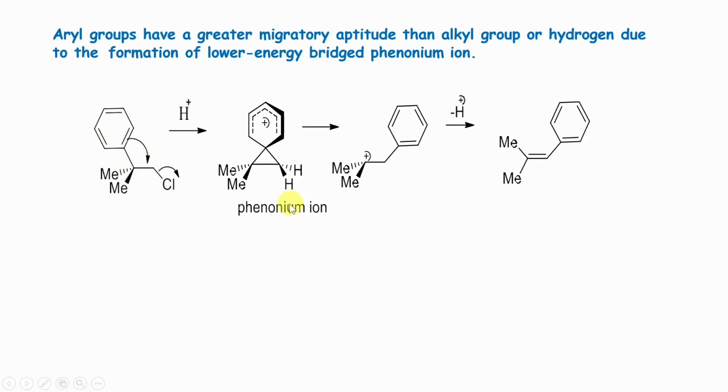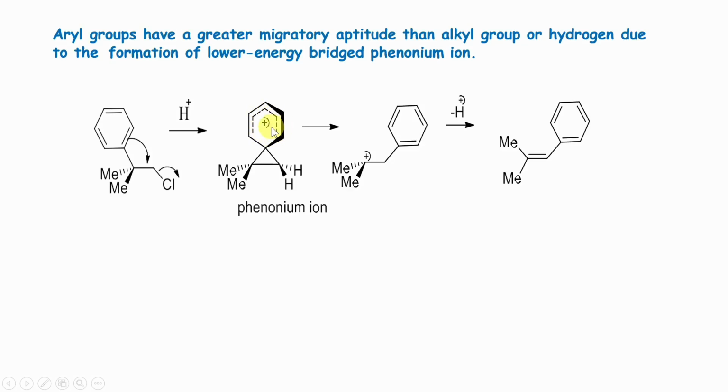See this example. It is a halide containing an aryl group here. See, on treating this with an acid, first of all, the halogen gets eliminated, forming a carbocation, which is actually a primary carbocation. It is highly unstable. Thereby, this bond gets shifted here to form this phenonium ion. It is a bridged phenonium ion. This phenonium ion is stabilized via resonance.